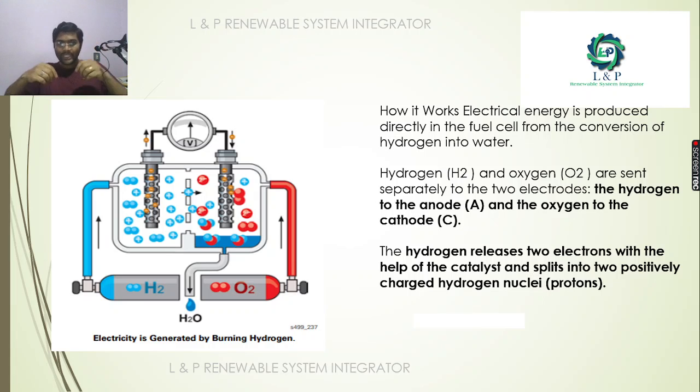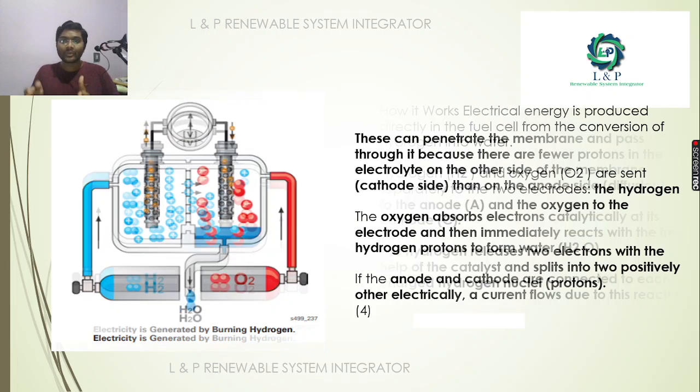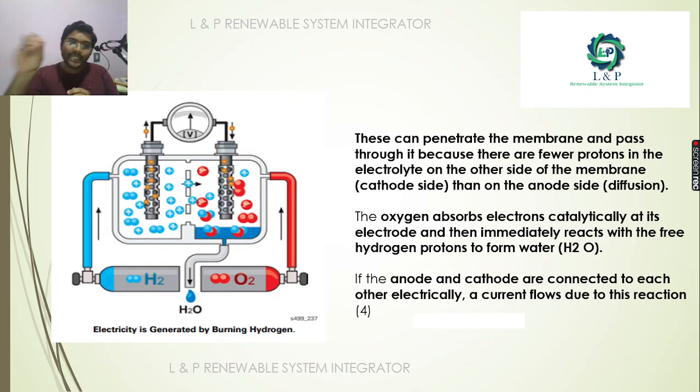Owing to the presence of this catalyst, immediately the hydrogen will split into two positively charged hydrogen nuclei, that is nothing but the protons. So after getting split, they will try to penetrate inside this membrane. As we told earlier, this is a special membrane which allows only the proton to pass through. So through the electrolyte, it will try to pass through this special membrane on the cathode side.